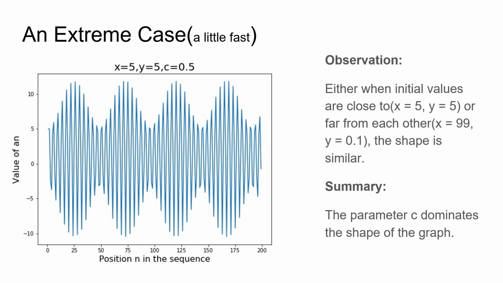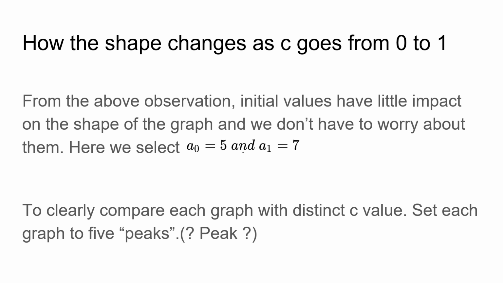So now we can come to our first summary. That is, the parameter C dominates the shape of the graph, while the initial values have very little impact on the shape of the graph. And this is very important to our next exploration, that is, how the shape changes as C goes from 0 to 1. Now we choose a sub 0 equals 5, a sub 1 equals 7, and we don't have to worry about these initial values' impact on the shape of the graph.